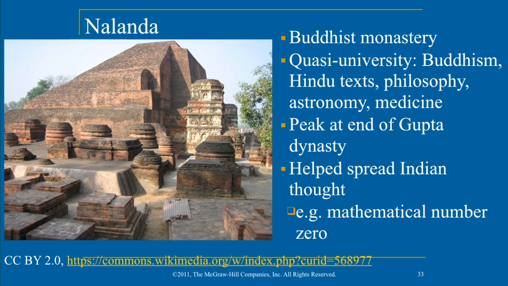We then get to the place called Nalanda. It's a Buddhist monastery. It's like a university, sort of, in Buddhism and Hindu texts. Philosophy, astronomy, and medicine are being taught there. It's kind of a big place where everybody gathers, and it hits its peak at the end of the Gupta Dynasty. It helps spread Indian thought and develops what's known as the mathematical number of 0.